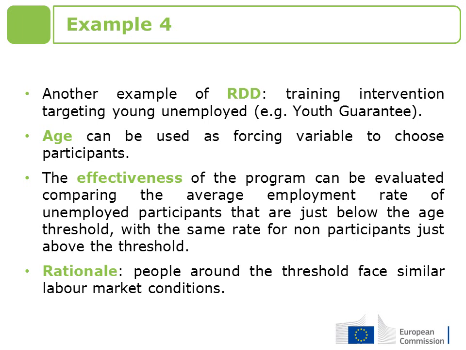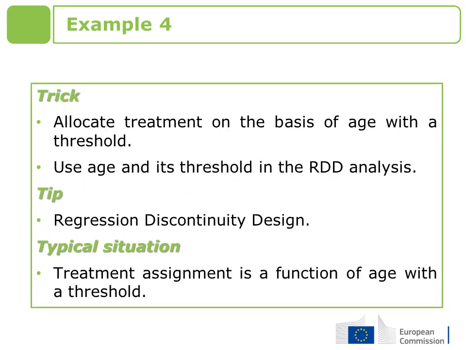As shown by the previous examples, one can design an intervention where the eligibility rules define the treated and control groups. Again, in this case, the trick is to allocate treatment on a basis of age with a threshold. Use age and its threshold in the RDD analysis. The reason this trick is expected to work is that RDD works as a local randomization near the threshold. The analysis of results, i.e. the CRIE method, should be done with RDD. Tip: regression discontinuity design, or RDD. The typical situation is that treatment assignment is a function of age with a threshold.